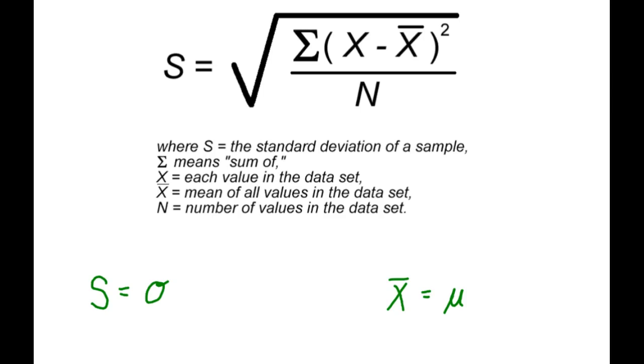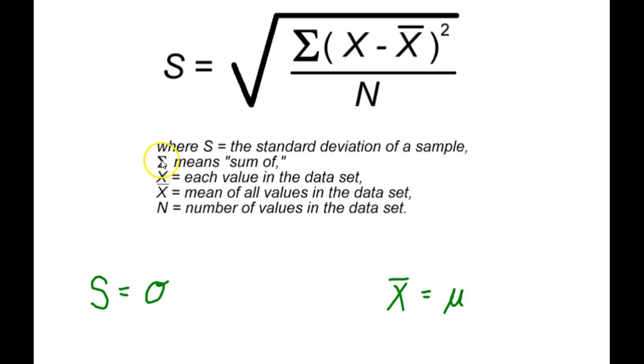set of data that follows a normal distribution, how far away from the mean or average we are. So we have our basic formula, S equals the square root of the summation of x minus x bar, that quantity squared, all divided by n. S represents the standard deviation of a sample set.